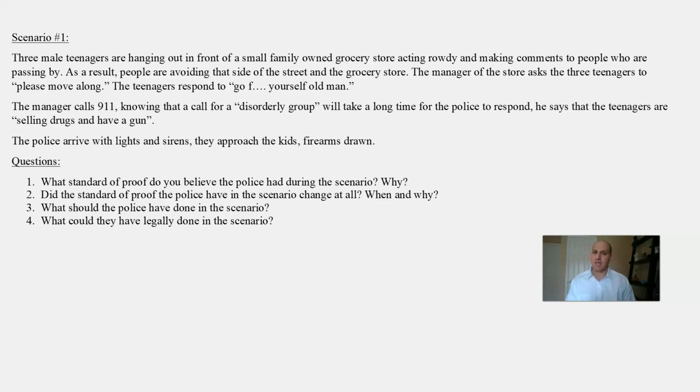And I would say, if I'm a veteran officer and I know this neighborhood and this community and this street corner, and I get a call like that, it's reasonable that there's a crime going on. It's not necessarily probable, but it's reasonable. So now, how I approach that might be very, very different. Right? Did the standard of proof the police have in the scenario change at all? When and why? I'm going to come back to that in a minute. What should the police have done in this scenario?